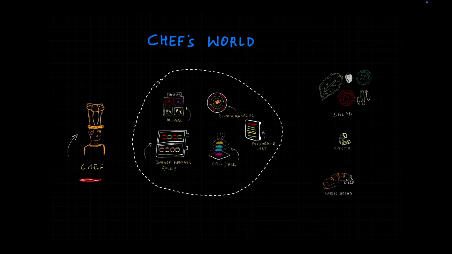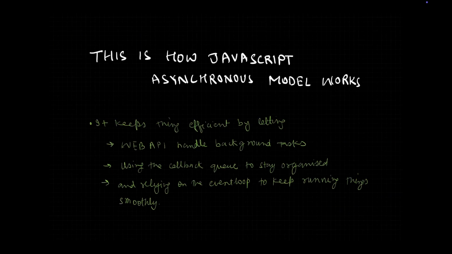This is the chef here, and using all these individual elements cooperating with each other, we have our helpers, our burner manager queue, call stack, and food order list, all working cooperatively. The chef can take a full meal order and process it efficiently. So here we have cooked our salad, the pasta, and the garlic bread. This is how the JavaScript asynchronous model works.